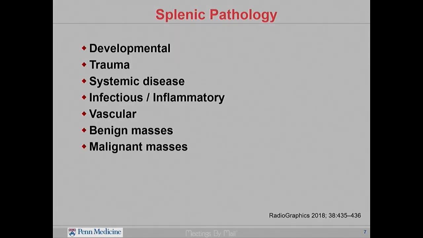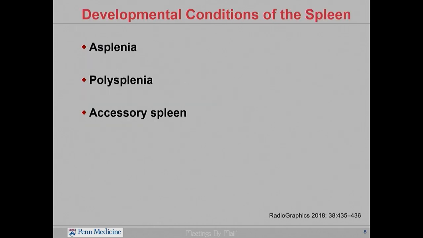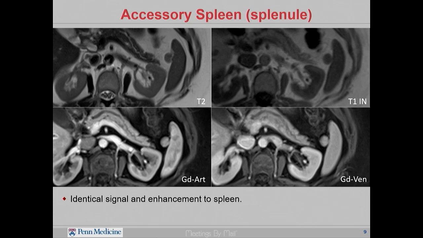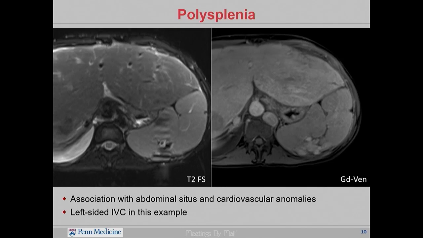So we're going to cover these different types of splenic pathology, so developmental conditions. This is splenule. You see them abundantly, frequently on imaging studies, and I typically mention them, especially in oncology patients, so they're not mistaken for true pathology. This is an example of polysplenia, just multiple spleens, often associated with abdominal situs and cardiovascular anomalies, and in this patient, there is a left-sided IVC.